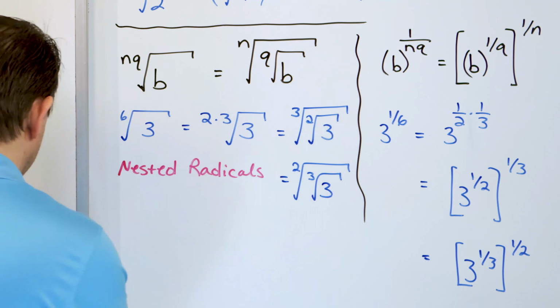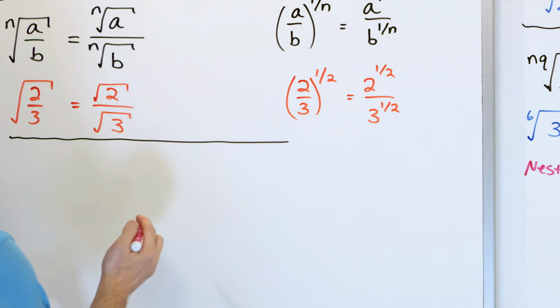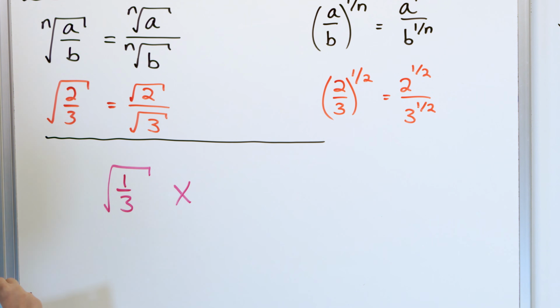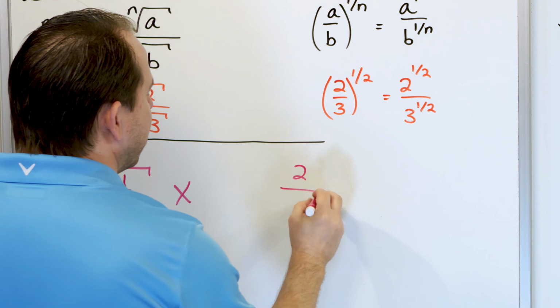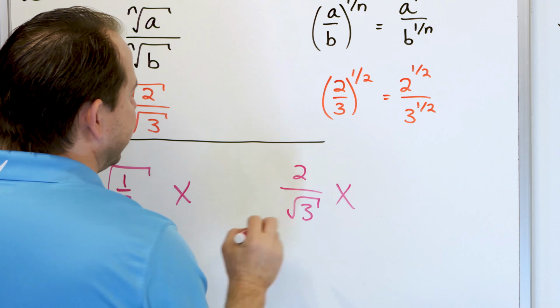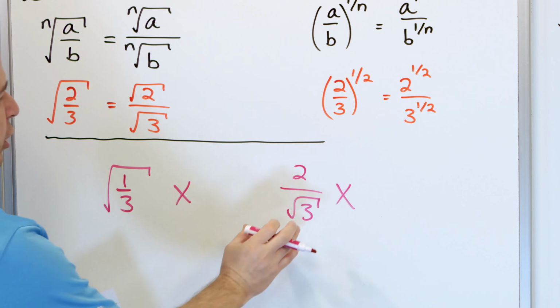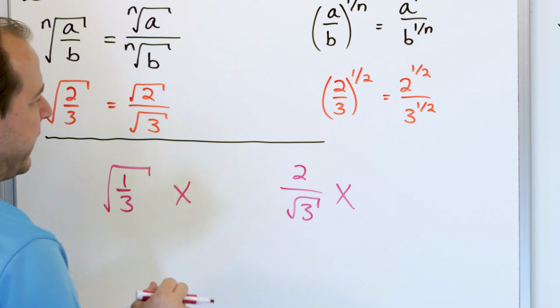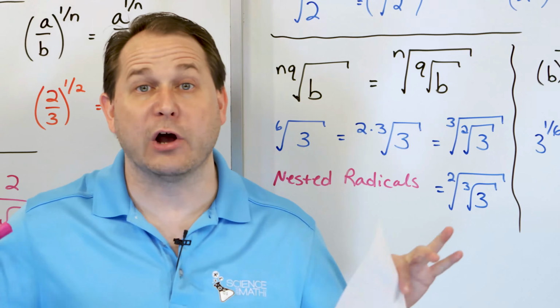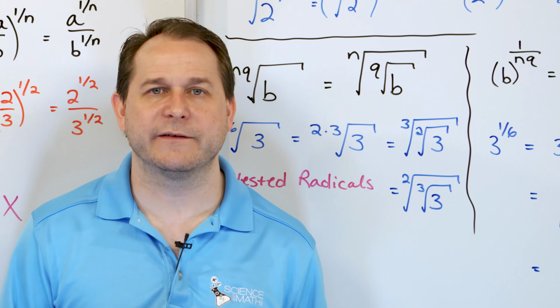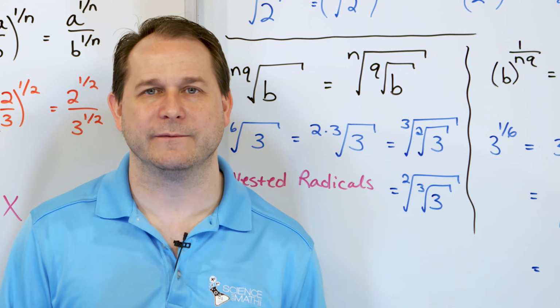So when we're simplifying, we don't want 1/3 under a radical. That's not simplified. And we also don't want 2 over the square root of 3. That's not simplified. We're going to learn how to break these apart and get rid of that fraction under there. We're going to learn about how to get rid of these radicals that are in the denominator. And we're going to use all of these properties along the way to simplify radical expressions. So follow me on to the next lesson, and we'll get started right now.